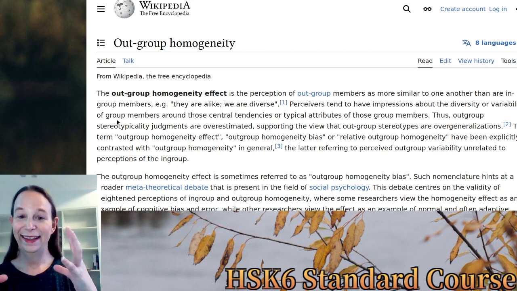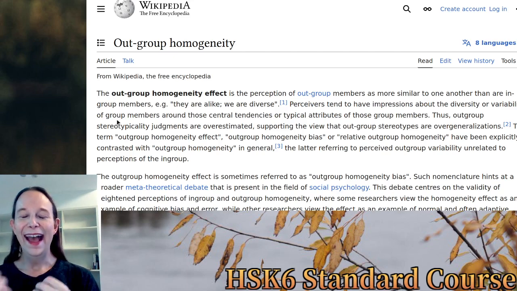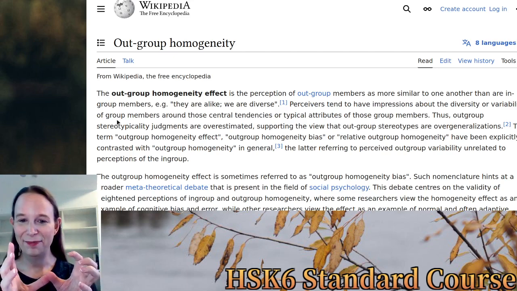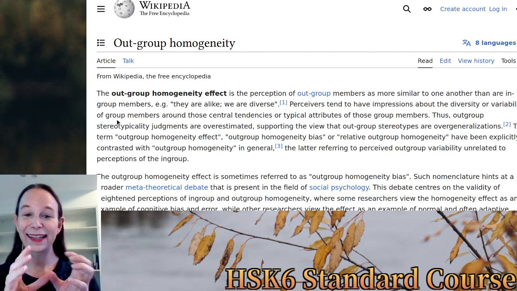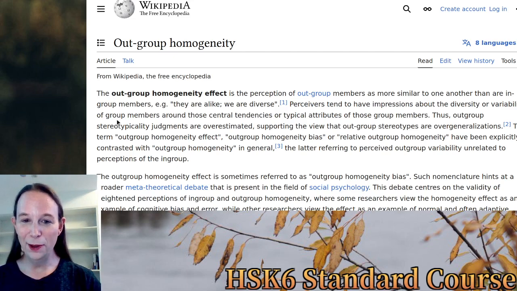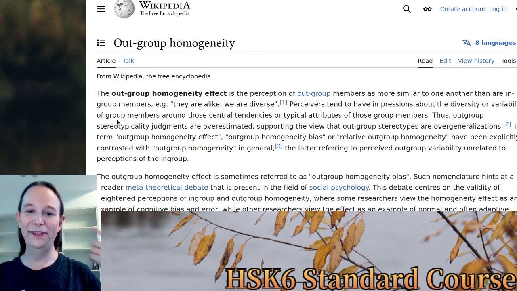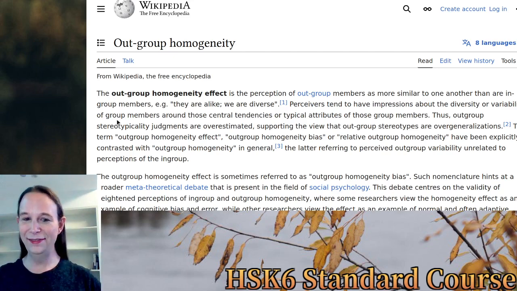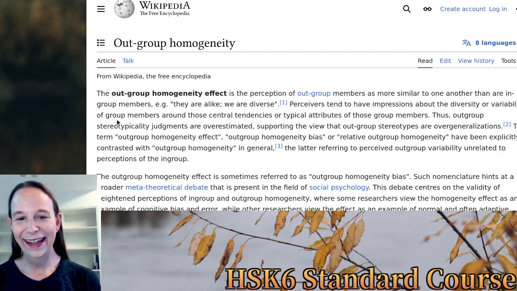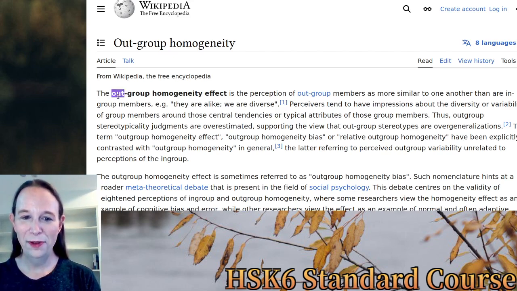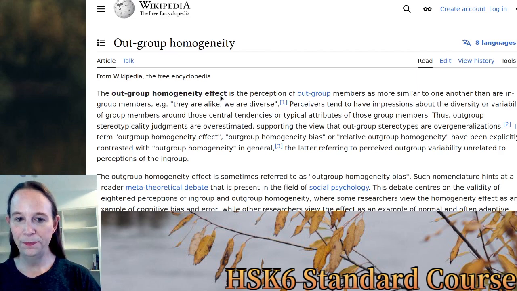Because you're not in the outgroup, you kind of feel like they're all the same, whereas the equivalent group that you belong to, you think it's nuanced and so on. Even if it's very few people, if it's a massive number of people, you think that we're just totally different people. So this is the outgroup homogeneity effect.